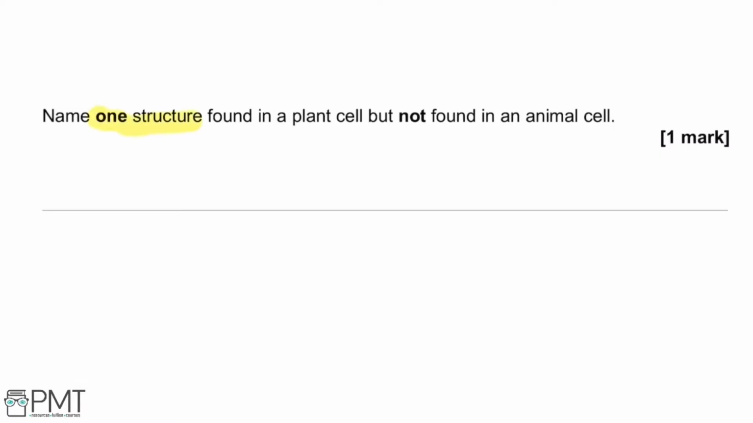Name one structure found in a plant cell but not found in an animal cell. So there are a few potential answers here. You could mention the cellulose cell wall, which isn't needed so much by the animal cells because animals have skeletons, whereas the plants need that cell wall for support and keeping it rigid. Alternatively, you could mention chloroplasts, so these aren't needed by animals because animals don't photosynthesize, plants do.